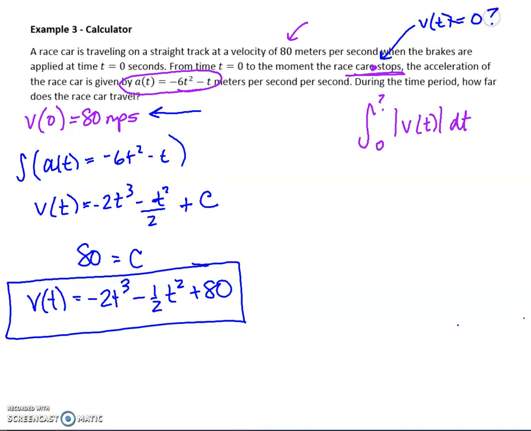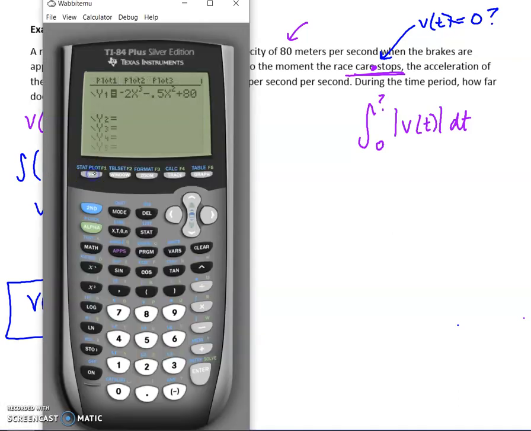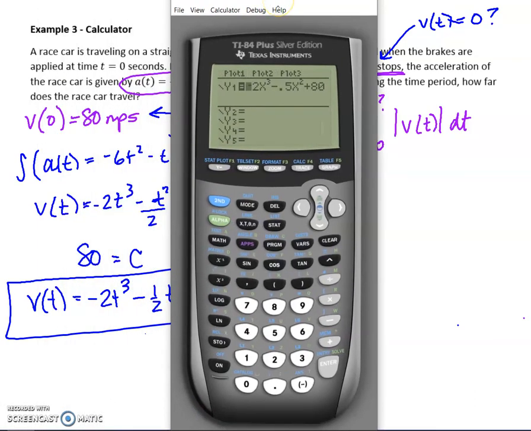So we need to figure that out. My suggestion, because this is a calculator, is to graph this. So I'm going to go in. I've already actually graphed it, put it as my y equals. So you would put this in as your y equals, and we're going to graph, and we're going to look for when it's 0.